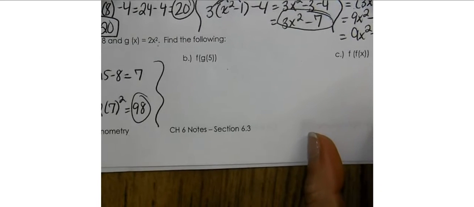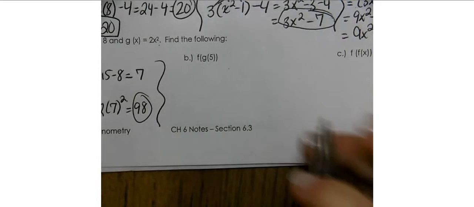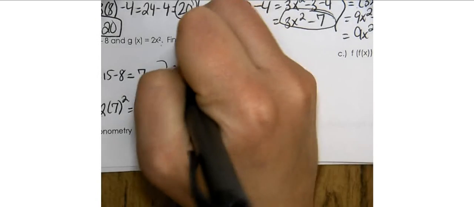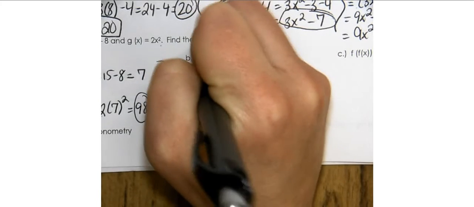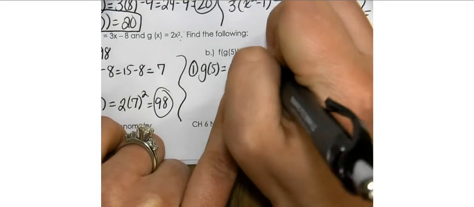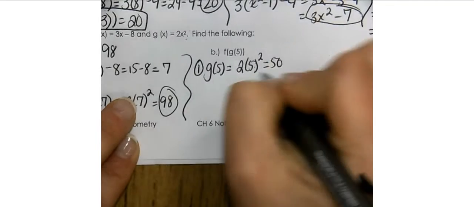Let's go ahead and look at letter B. For letter B, we have f of g of 5. So starting on the inside and working our way out, we're going to identify what g of 5 is. g of 5 is where I'm going to let x equal 5 in my g function. So I'm going to write 2 times 5 squared. Once again, please be careful and follow your order of operations. We have to do 5 squared first. That's 25, and 25 times 2 is 50. So g of 5 is 50.